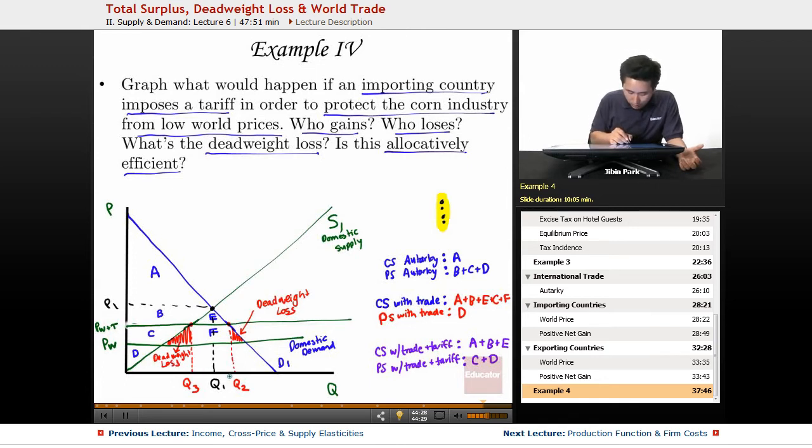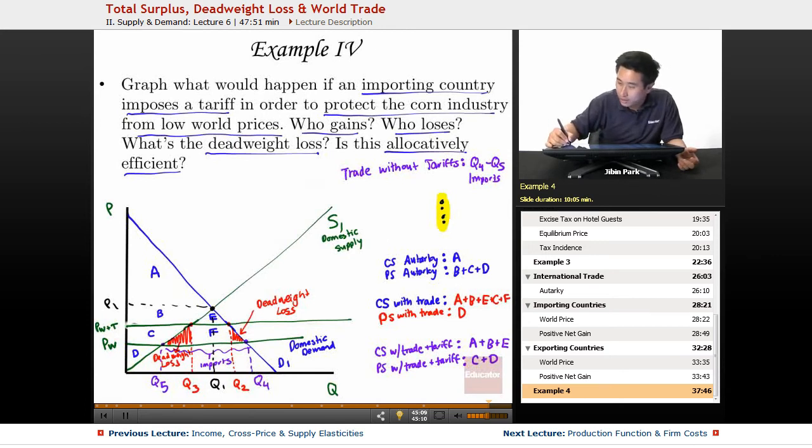Why? Because the new area of trade, again, let's say this is Q4 here, and this here is Q5 here. So trade without tariff is going to be, actually this is Q5 right here, this area here, Q4 minus Q5, shown on the graph here. So this is the amount of imports. Okay, so that's the amount of imports.